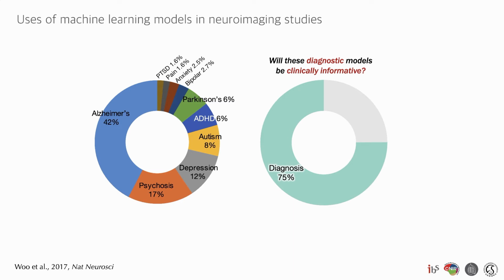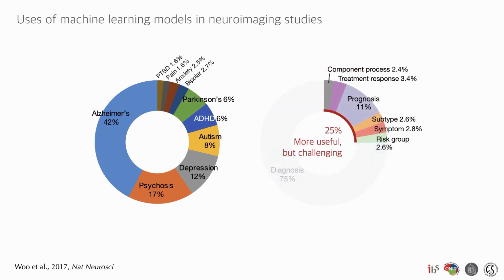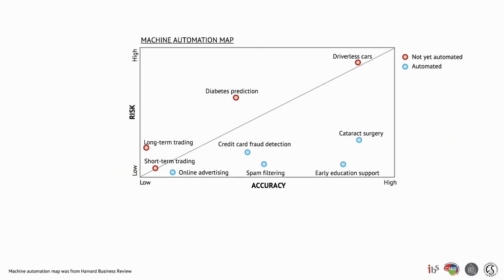I don't think so, because there are already many available and cheaper options for diagnosis. Rather, we believe that these 25% of uses, including predicting treatment response, prognosis, etc., will be more useful. What I want to emphasize here is that accuracy is just one among many factors that can influence machine automation and clinical translation. So in this machine automation map, there is an additional factor, risk, in addition to accuracy.